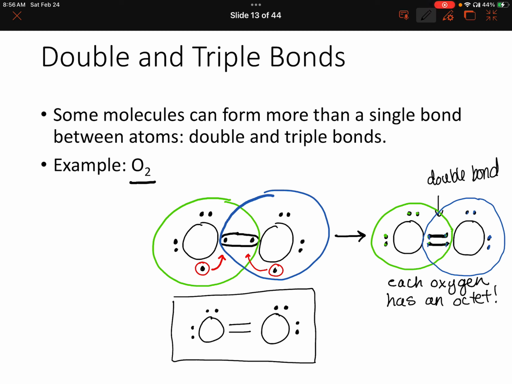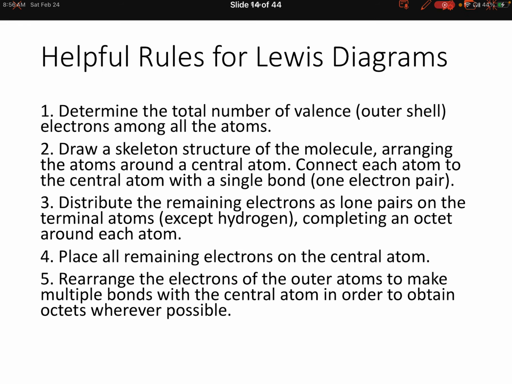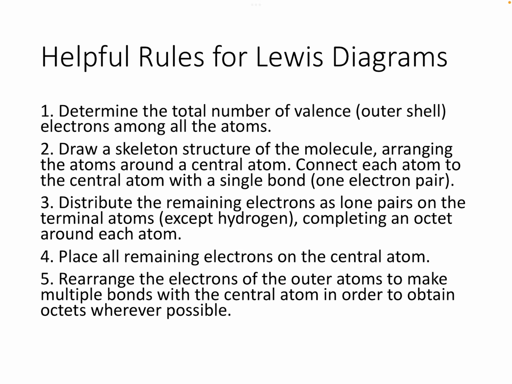Now, there is another way that you can figure out more complex Lewis diagrams. So there's a lot of text on this slide, but I'll try to make it quick. So one way that you could figure out the Lewis diagram for a molecule is to first determine the total number of valence electrons for all of the atoms in the molecule.